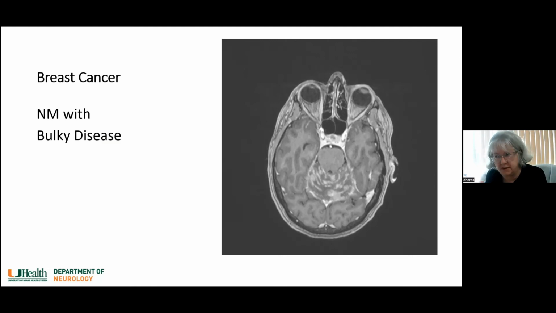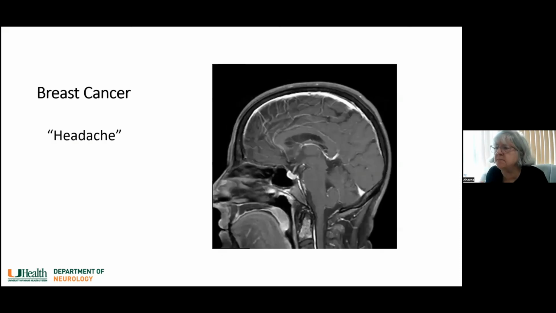And oftentimes the LP is negative, but we can see the folia enhancing and the leptomeningeal component to the disease. And this is a patient presenting with headache with known breast cancer. Sometimes the leptomeningeal enhancement can be rather subtle, but the best place to see it is on the sagittal section, looking at the folia and around the brainstem. And this patient actually has early leptomeningeal disease.